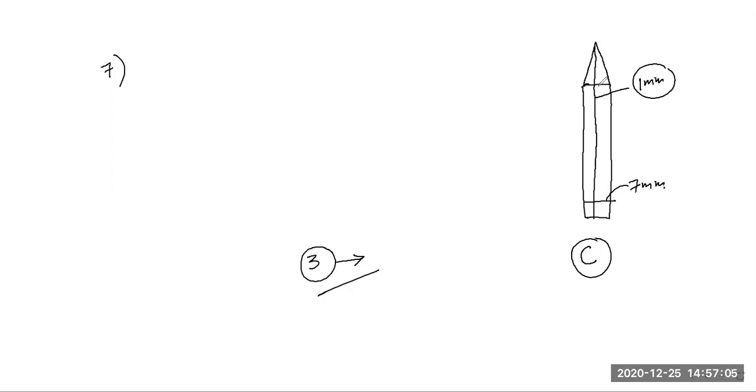So I said the diameter of graphite is how much? 1 mm. A lead pencil consists of a cylinder of wood with a solid cylinder of graphite filled in the cylinder. The diameter of the pencil is 7 mm. Diameter of graphite is 1 mm. The length of the pencil is 14 centimeters. Now find the volume of wood and that of graphite. Beautiful.